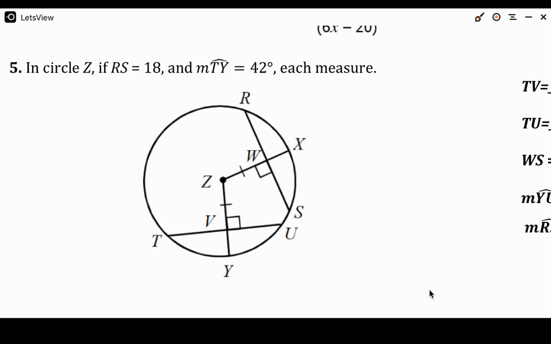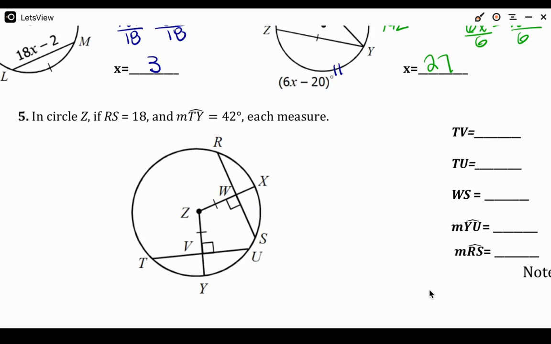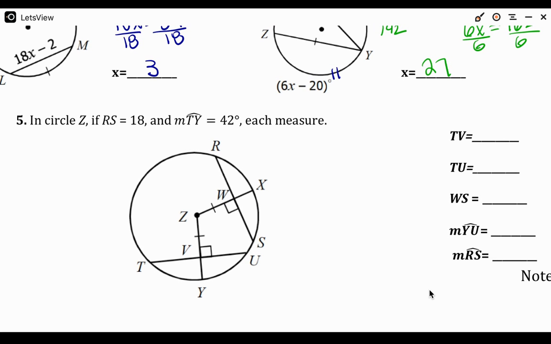Okay. So in this problem, number 5, in the circle Z, RS is 18. So we know that this is 18, the whole thing. And our arc measure of TY is 42 degrees.